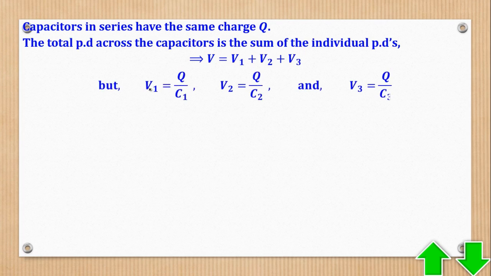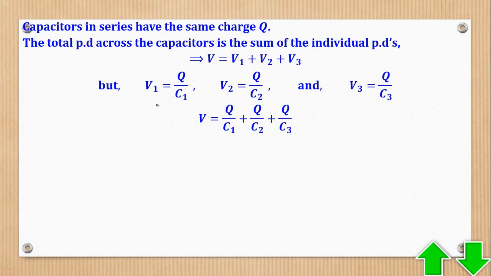But we know that V is equal to Q over C. We have already seen this formula. V1 is equal to Q over C1. V2 will be Q over C2. And V3 will be Q over C3. So it should have been Q3, but because the charge is the same, that's why we put the same letter, Q throughout. If it was different, we would have used Q1 here, we would have used Q2 here, and we would have used Q3 here. But because it's the same, we shall use the same symbol.